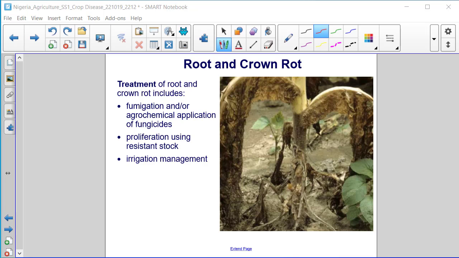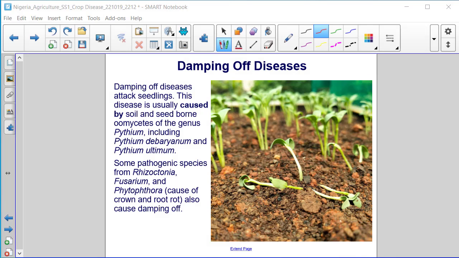Treatment of root and crown rot includes fumigation and/or agrochemical application of fungicides, proliferation using resistant stock, and irrigation management.